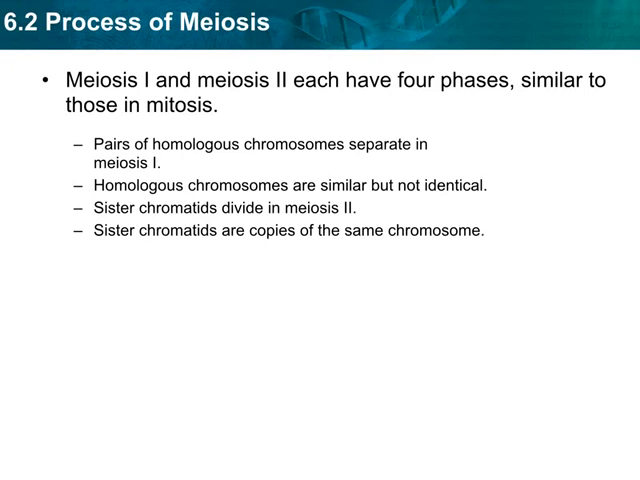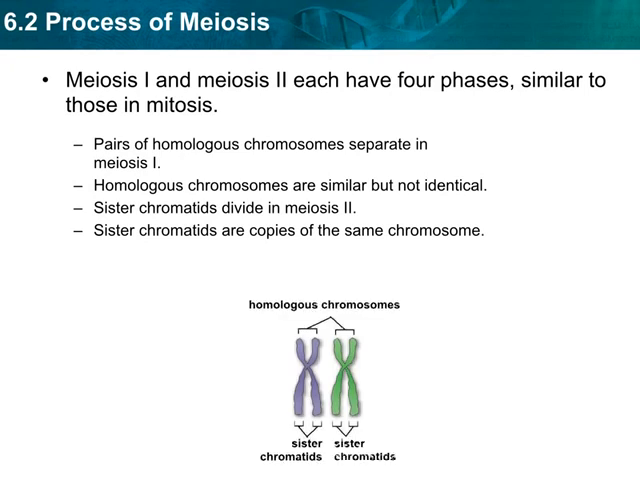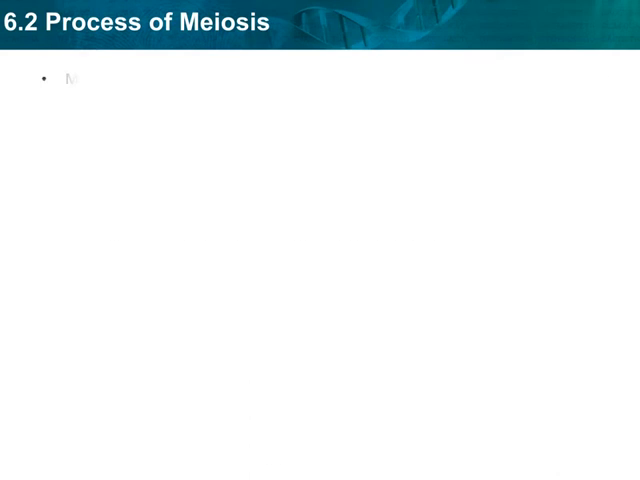Sister chromatids are copies of the same chromosome. Here we have a homologous chromosome, 2 sister chromatids on each, and they'll be separated, and there'd be 1 chromosome. Meiosis 1 occurs after the DNA is replicated. Whether it's mitosis or meiosis, the DNA replicates in the S phase of the cell cycle. So in both cases, it's previous to cell division.